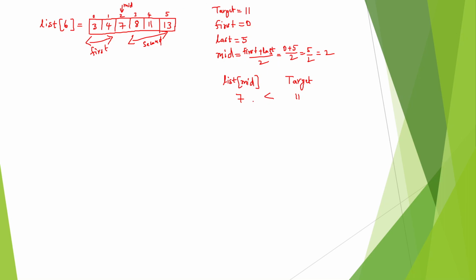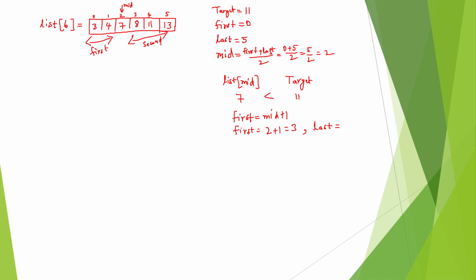So what I said is, if the target is greater than the list of mid, then update first. We need to update first, and we don't need to update last. In that case we update first as first equals mid plus 1. So first will become first equals mid value, which is 2, so 2 plus 1 equals 3. Your first is 3. Last will remain as it is.